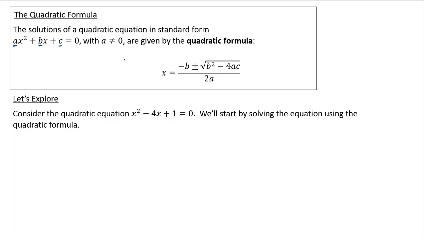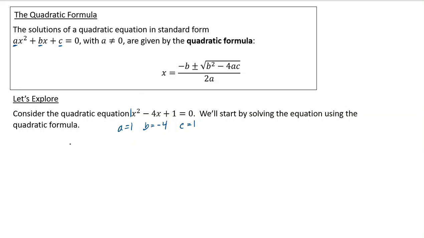So first we want to make sure that we have a 0 on one side, which we do. And next we want to just identify a, b, and c so that we can plug them into the appropriate places in the formula. So in this case, in front of the x squared, we have that understood 1. So a is 1. And the number part attached to the x is negative 4. We need to be careful and include that negative along with the number part there. And then our constant term is 1, so c is 1.